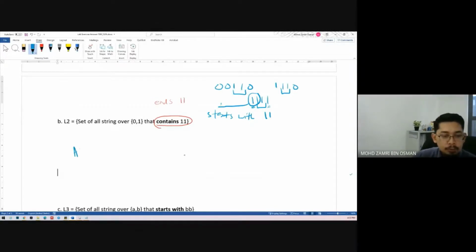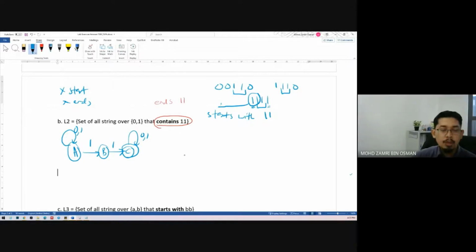So this one is very straightforward actually. The easiest way is that we need to have 3 states. So we have 1, a C, which goes to here, 1 as well. But we don't concern about the start and the end of the input. That's why at the start state we can have 0 or 1, anything, and at the end we have 0 and also 1 as well.